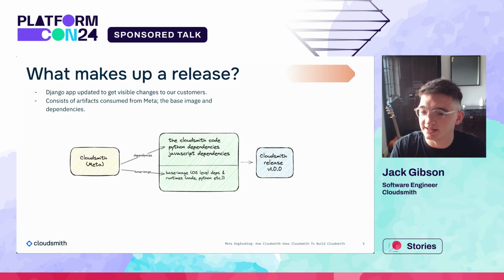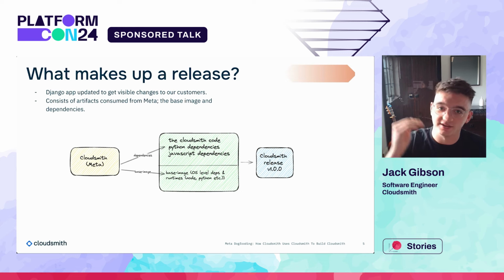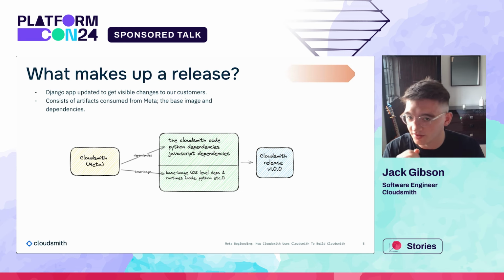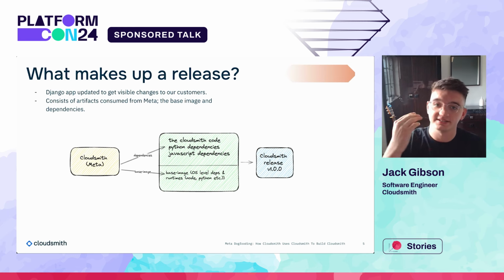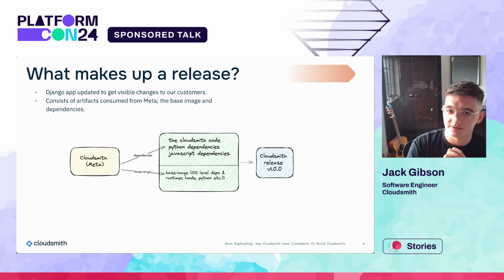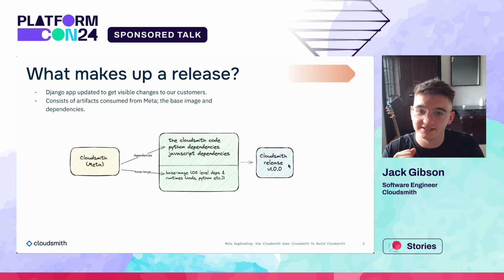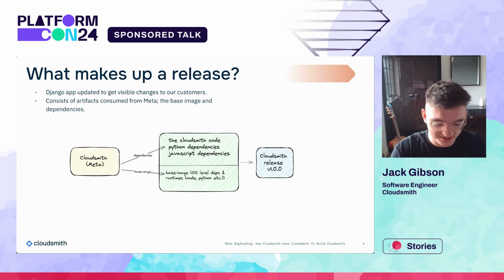And that contains really the OS-level dependencies of runtimes, Node, Python, for executing the business logic on top, among other things. Like I've said, the Python dependencies and JavaScript dependencies, things for the front end. And ultimately on top of that sits the Cloudsmith code, the business logic. And that's essentially what encapsulates a Cloudsmith release. Here I've called it Cloudsmith release version 1.0.0. There are a lot more versions than that now.